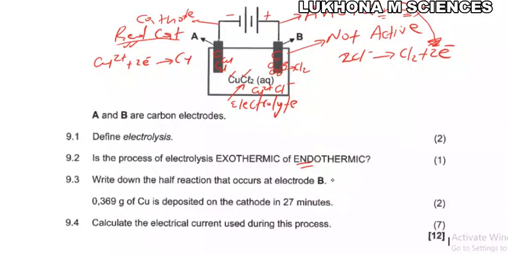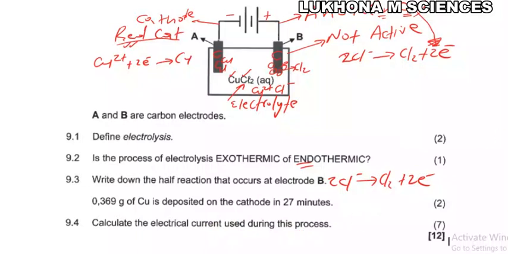Write down the half reaction that takes place at B. This is B. The half reaction there is 2Cl- to form Cl2 plus 2 electrons. This one is answered. Then they say 0.369 gram of Cu is deposited on the cathode in 27 minutes. Calculate the electrical current used during this process.